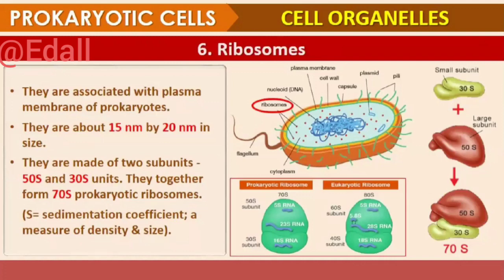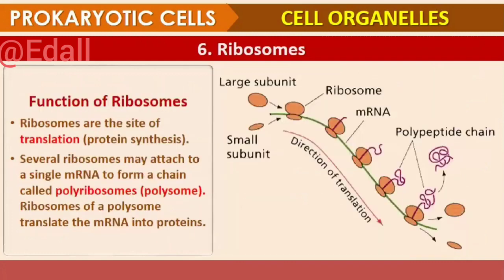8.4.2 Ribosomes and inclusion bodies. In prokaryotes, ribosomes are associated with the plasma membrane of the cell. They are about 15 nanometers by 20 nanometers in size and are made of two subunits, 50S and 30S units, which when present together form 70S prokaryotic ribosomes. Ribosomes are the site of protein synthesis.